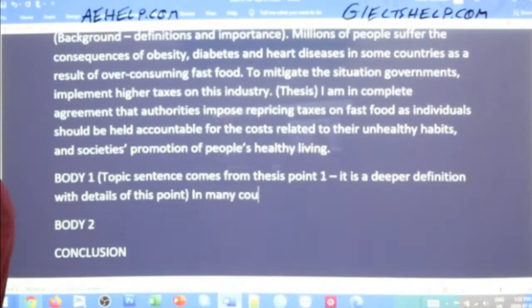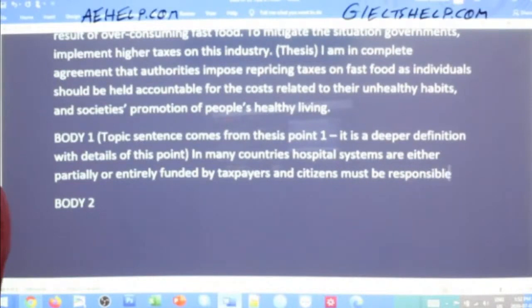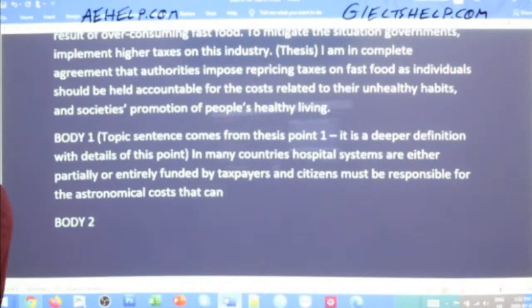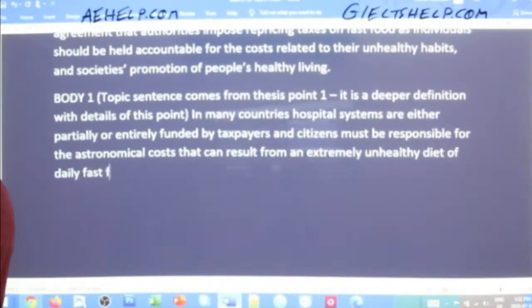In many countries, hospital systems are either partially or entirely funded by taxpayers, and citizens must be responsible for the astronomical costs that can result from an extremely unhealthy diet of daily fast food consumption.